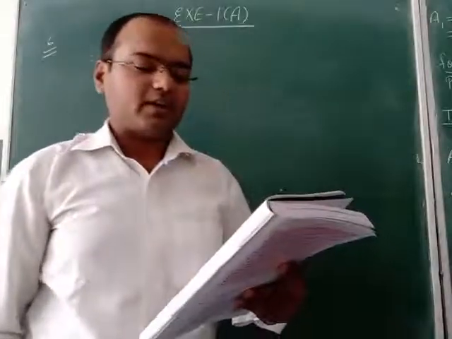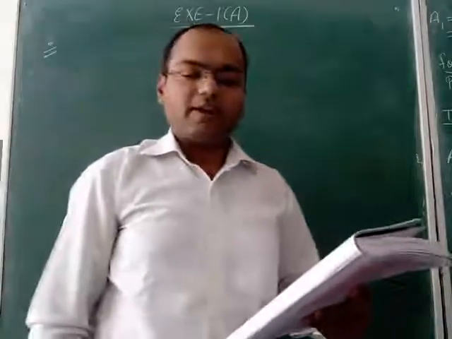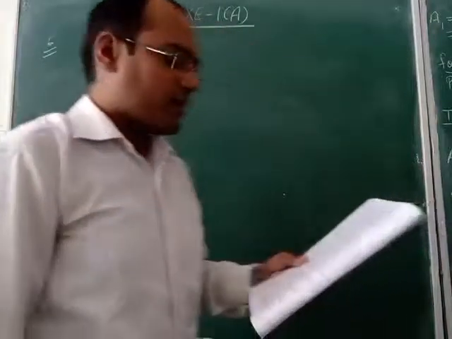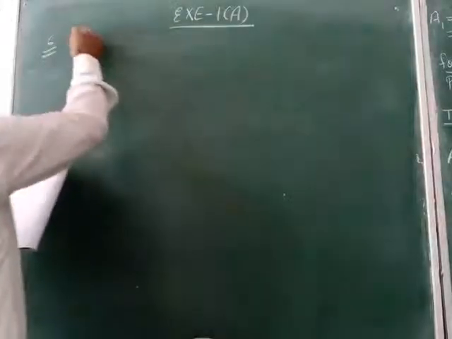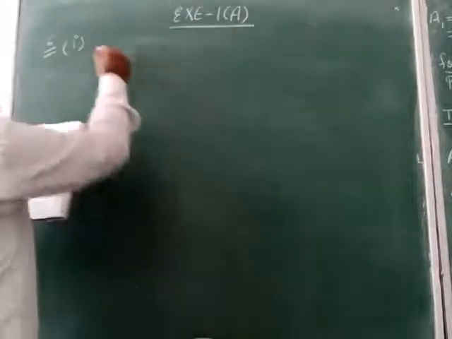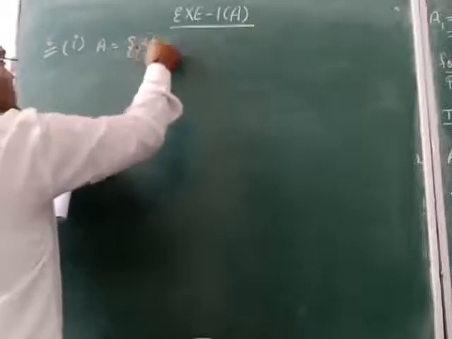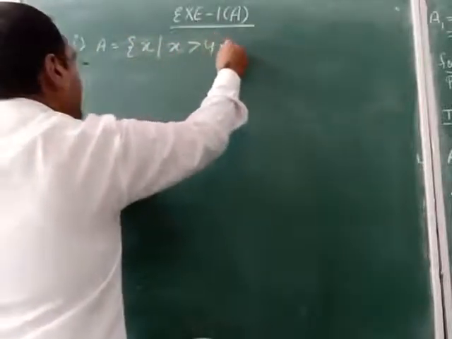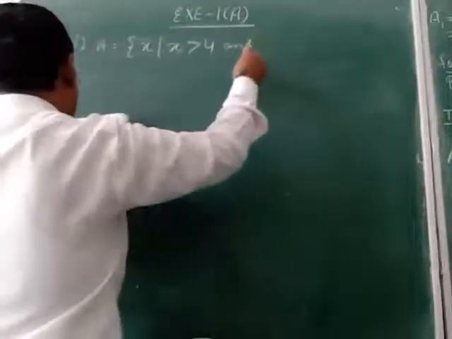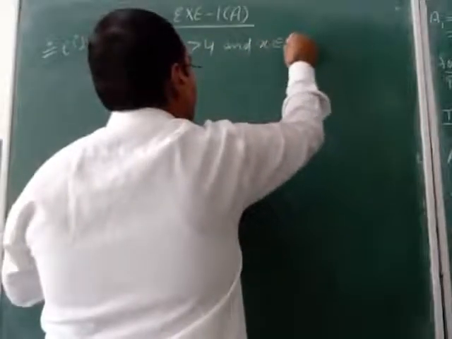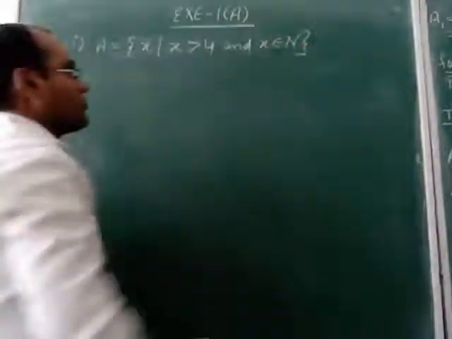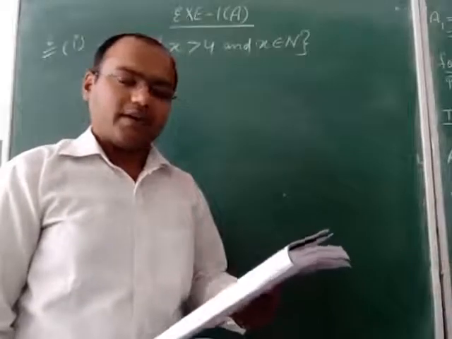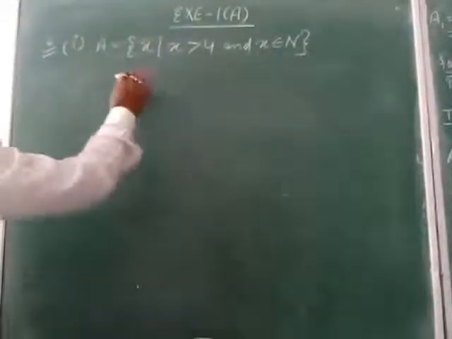You have to identify the finite set and infinite set, and after that you have to write the cardinal numbers also. Part number 1. A is equal to {x such that x is greater than 4 and x belongs to natural numbers}. We have to identify whether this is a finite set or an infinite set. So first of all we will solve it.